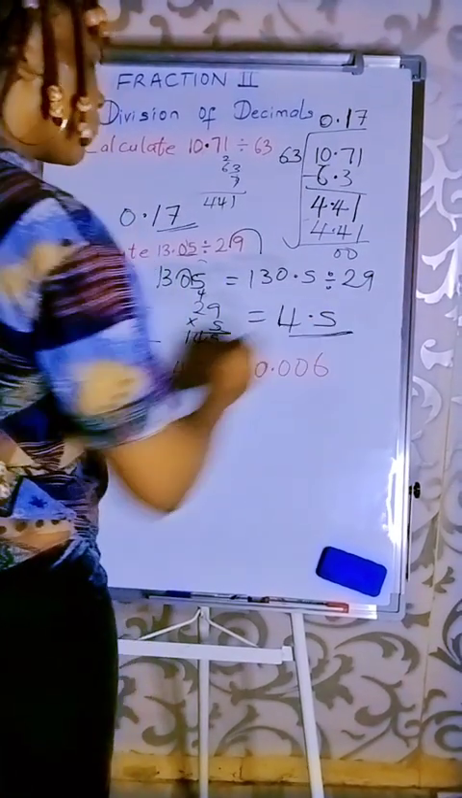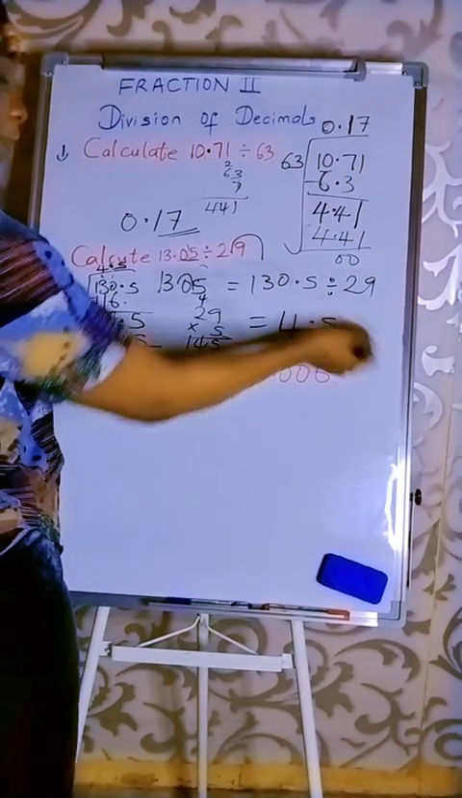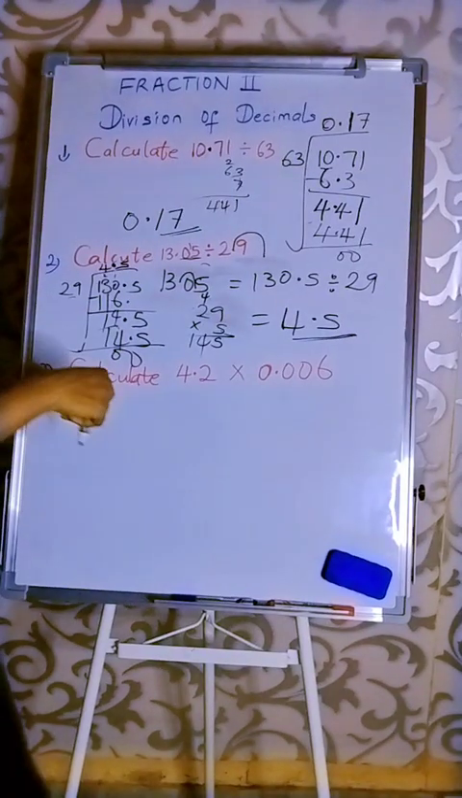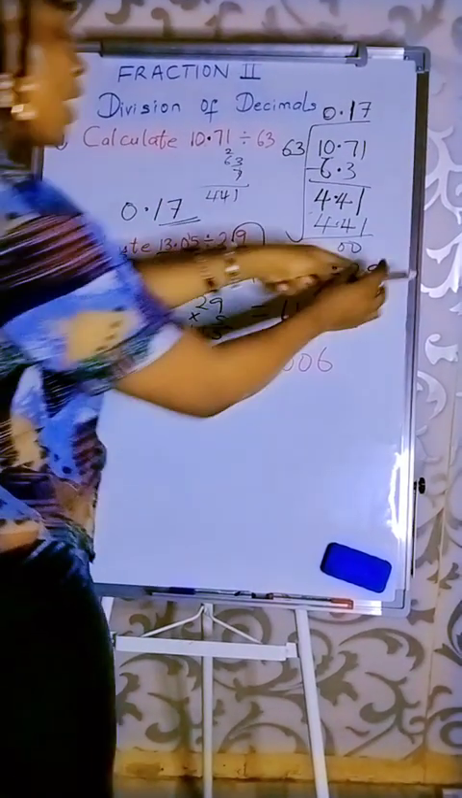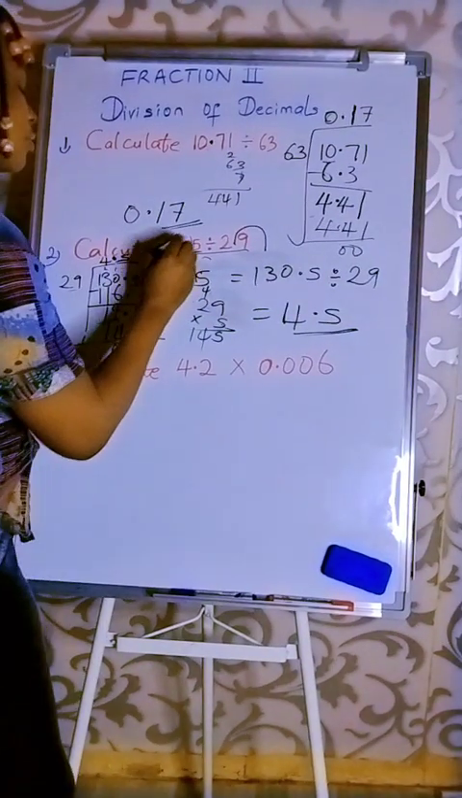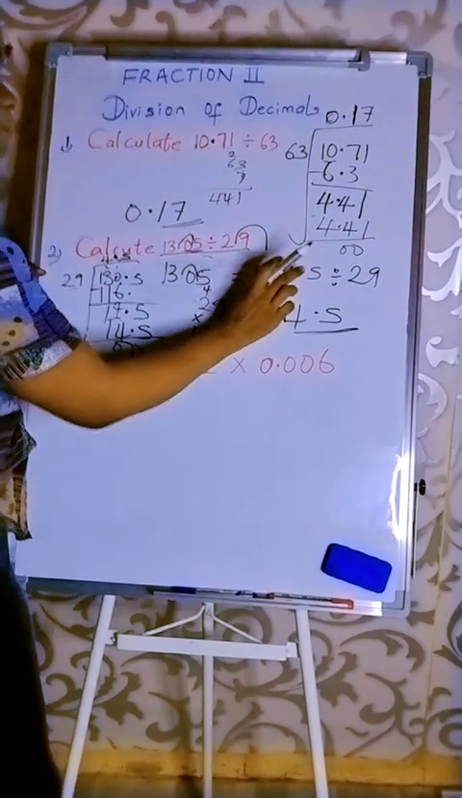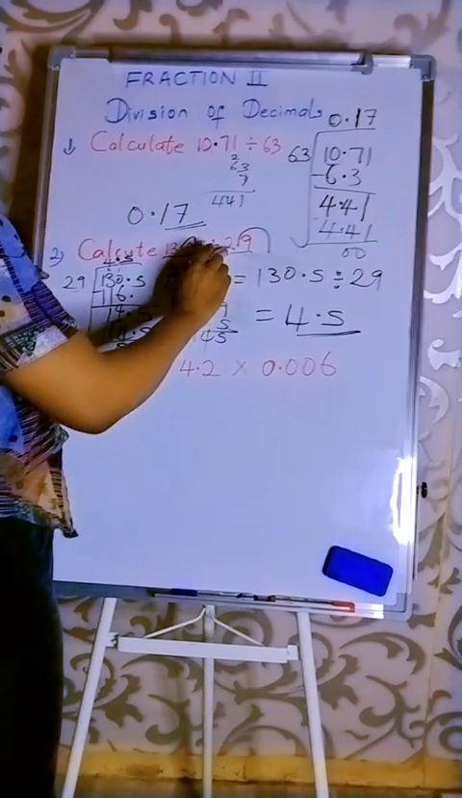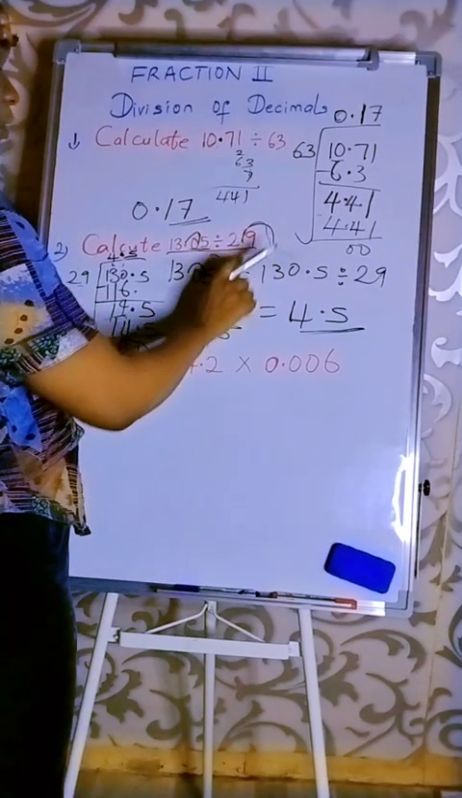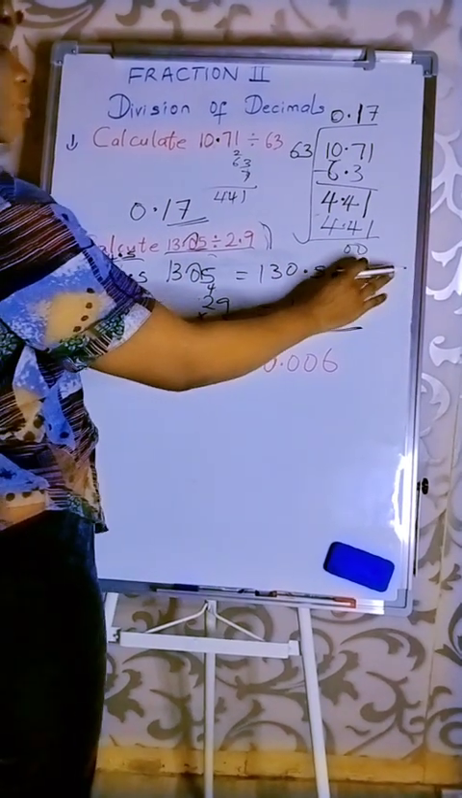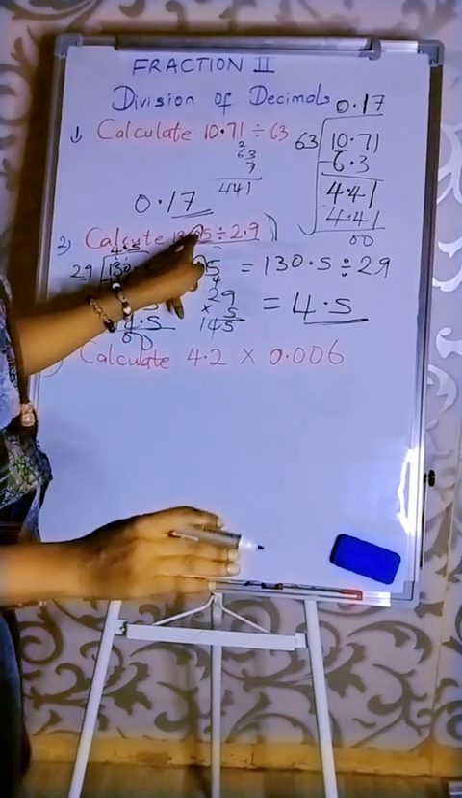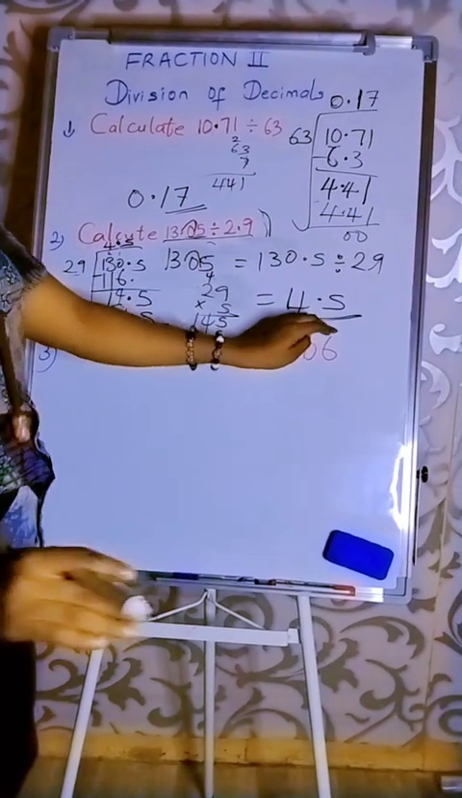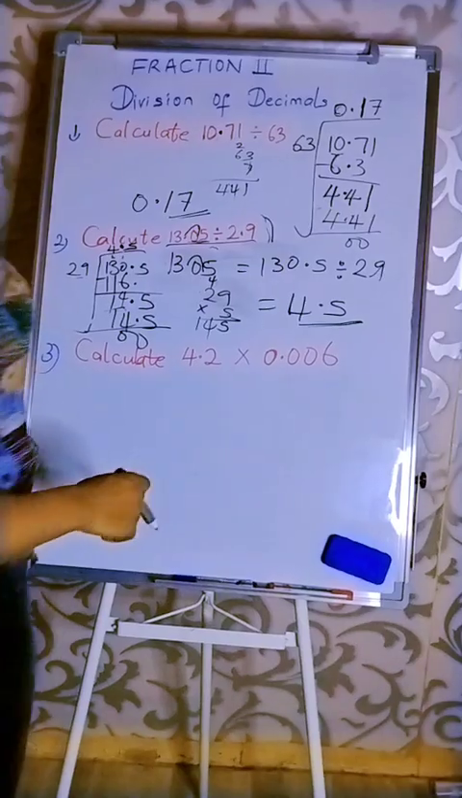4.5. Note that you are not recounting again. This is actually the same thing as this. You just moved the decimal point one place, shifting it, then moved this one place too, so it will no longer be 2.9 but 29. So the answer, this and this are the same, so your answer remains 4.5.